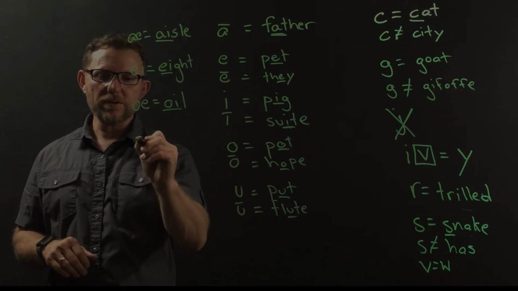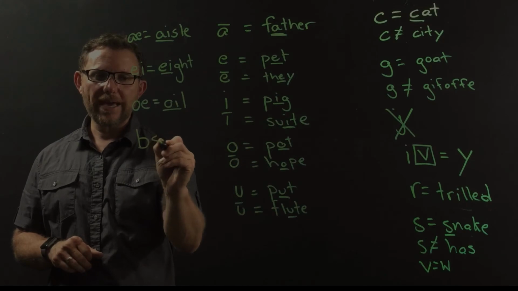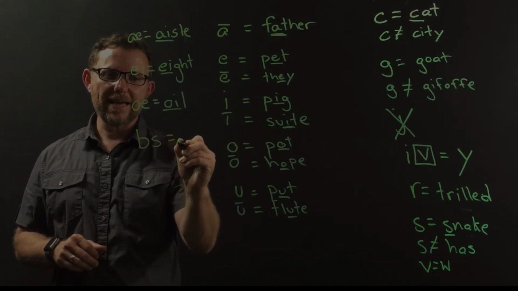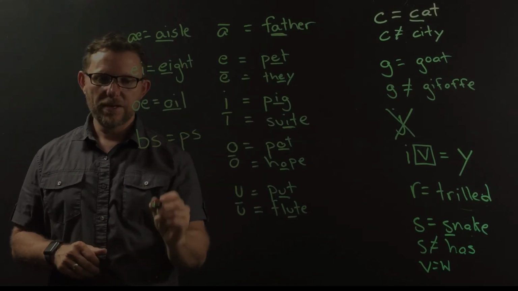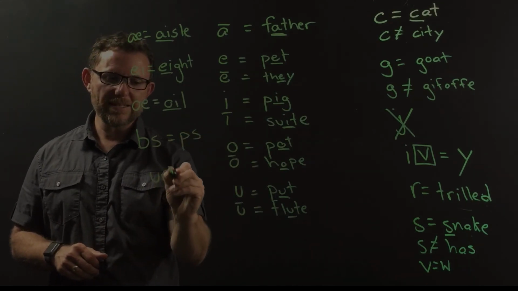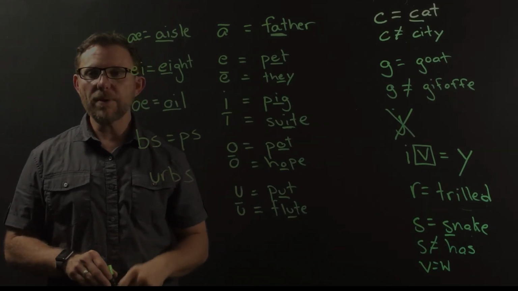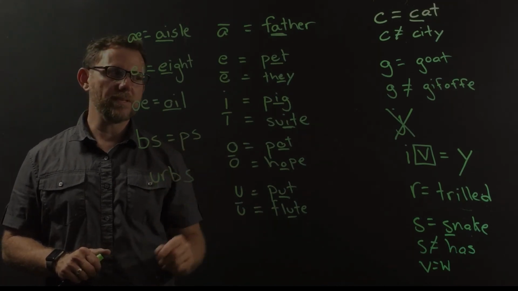Last of all, here's one we won't see too often, but when you have the letter B followed by an S, instead of making the sound that we would expect, the B sounds like a P, and the S makes its normal sound. So for instance, the word that means city in Latin is spelled this way with a BS at the end, but it is pronounced as "urps", not "herbs".